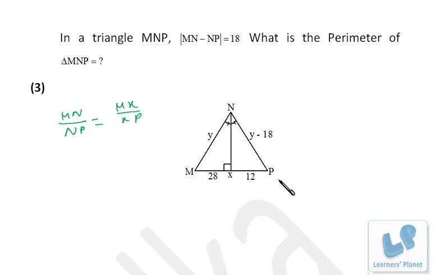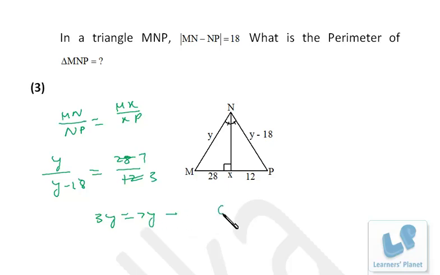Right? MX and XP are already given. So MN and NP we can calculate. So y upon y minus 18 is equal to 28 by 12. So 3y is equal to 7y minus 126, okay. So 4y is 126. So 2y will be 63.